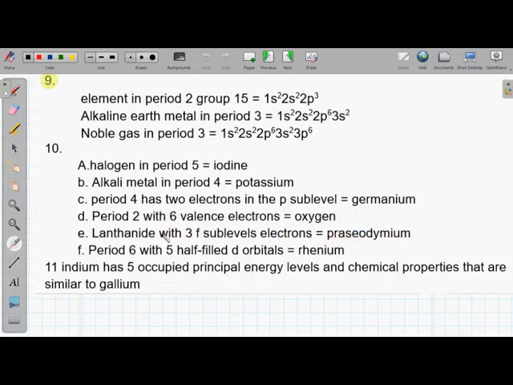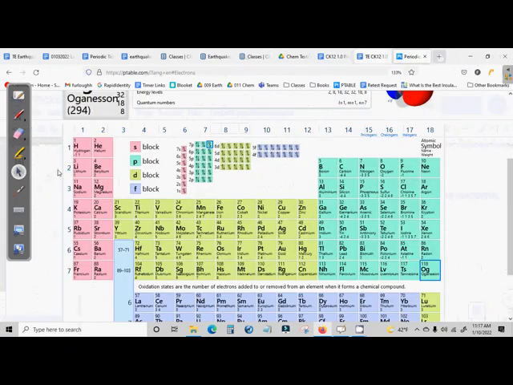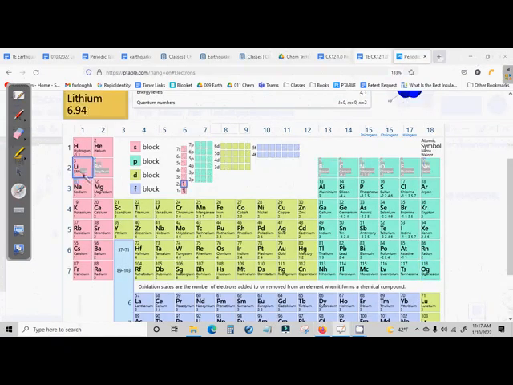All right, but let's look at these two real quick. Period 2, 6 valence electrons. If we look at the periodic table and we go to period 2, this has 1 valence electron, 2 valence electrons, 3, 4, 5, 6. So that's oxygen, right? That's all you had to do.